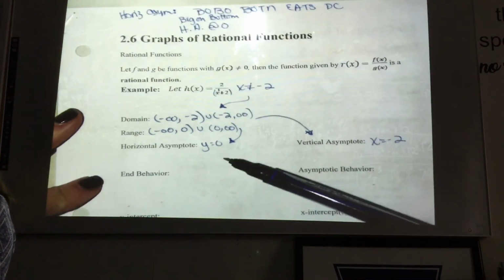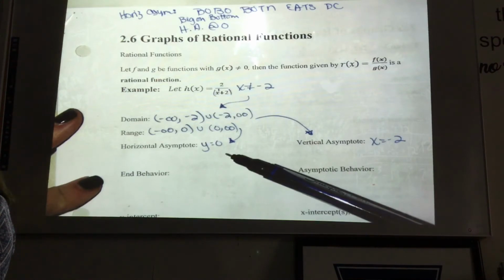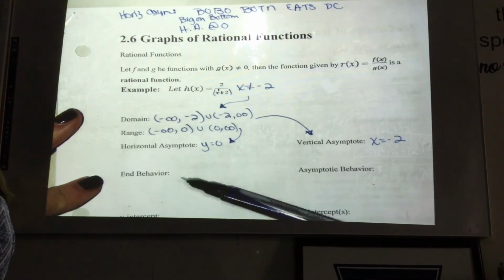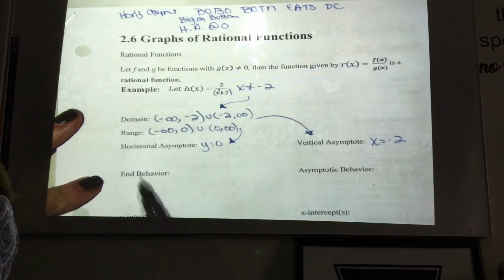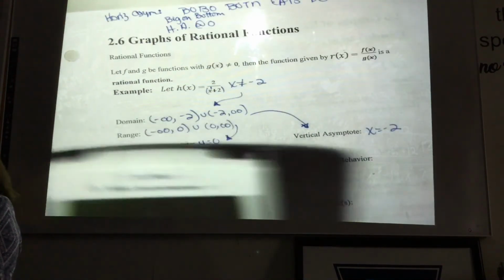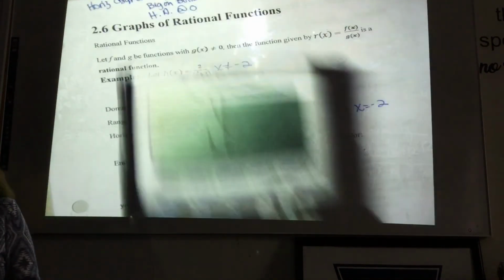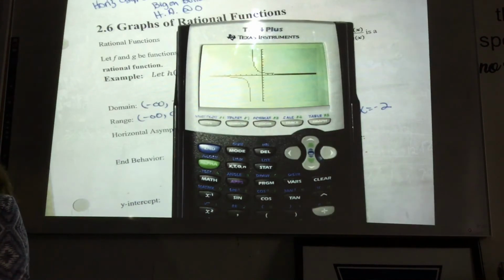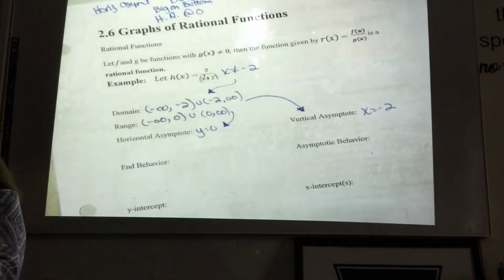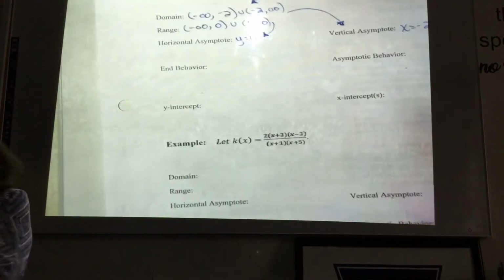Now, what else ties into my horizontal asymptote? End behavior. Oh, good. Thanks. Now stay with me here. I had some people say, I still don't get end behavior. Okay, this is a simple graph to look at. End behavior, actually, let me write it out so we can see the notation.